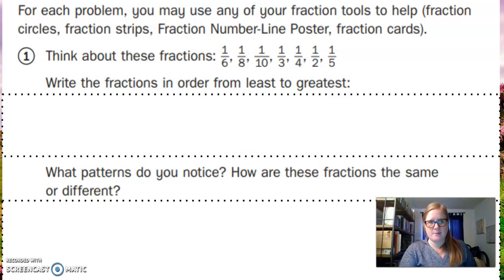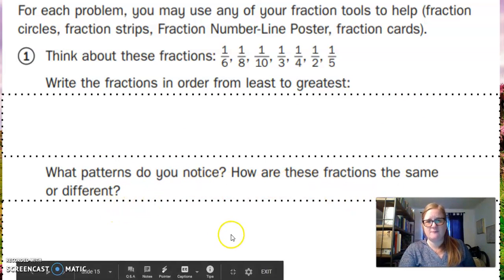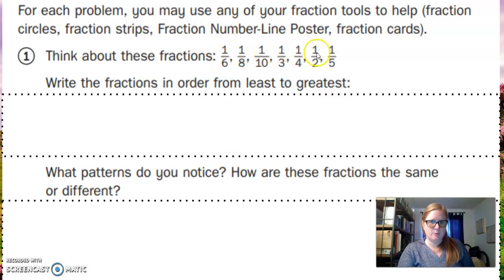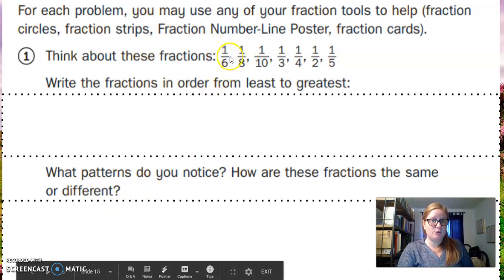Okay, so here's your assignment. You're going to write the fractions in order from least to greatest. So then you have to write the smallest fraction first, the biggest fraction at the end. Then you've got to tell me, what patterns do you notice? How are these fractions the same or different? So we already know, though, that they all have the same numerator. Okay. So you could actually put that as something that you notice because I told you that they would all have the same numerator. But what makes them different? And do you see a pattern when you order them from least to greatest? What does that pattern look like?